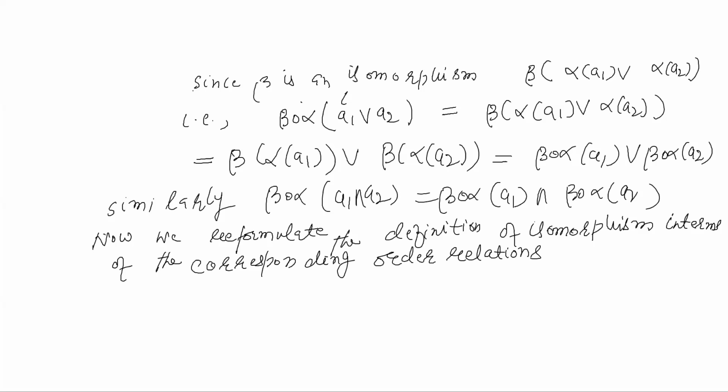So first I have to define what we mean by a map between two partially ordered sets. So first I will give a definition.